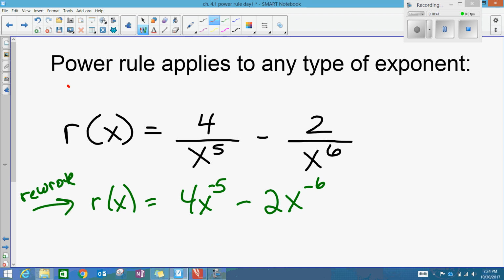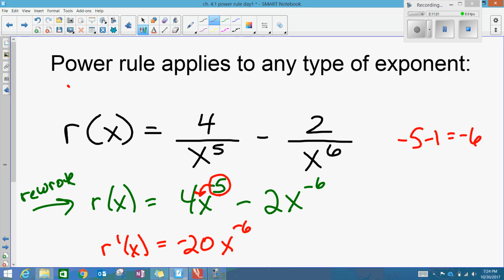Now, though, I've got x to a power, so I can take the derivative using the power rule and the same rules we just did. So I take this n, I multiply it, so I get negative 20x to the negative 6. Because remember, negative 5 minus 1 equals negative 6. So we're still subtracting. Just looks a little bit different with negative numbers. Go to the next one. n is negative 6. I'm going to multiply it. Negative 2 times negative 6 is positive 12x to the negative 7th.